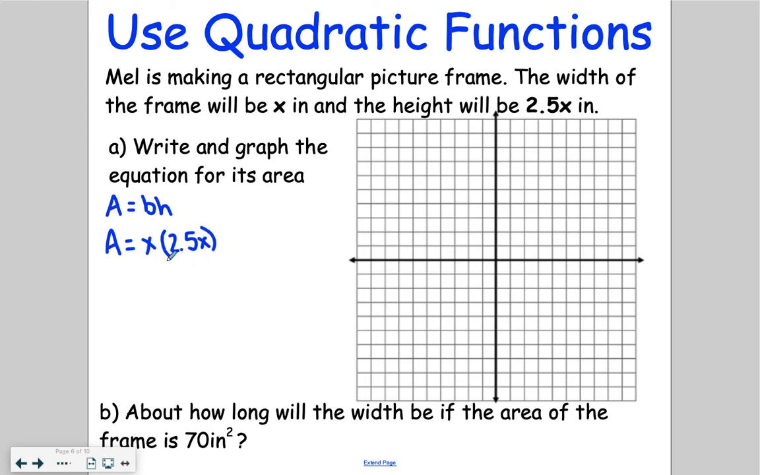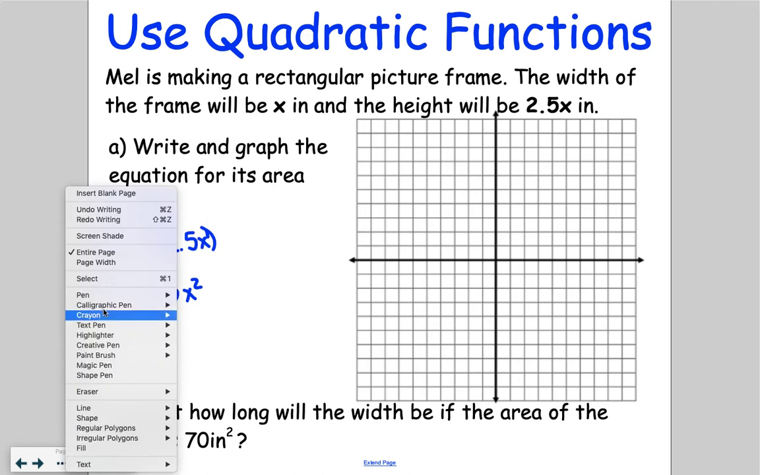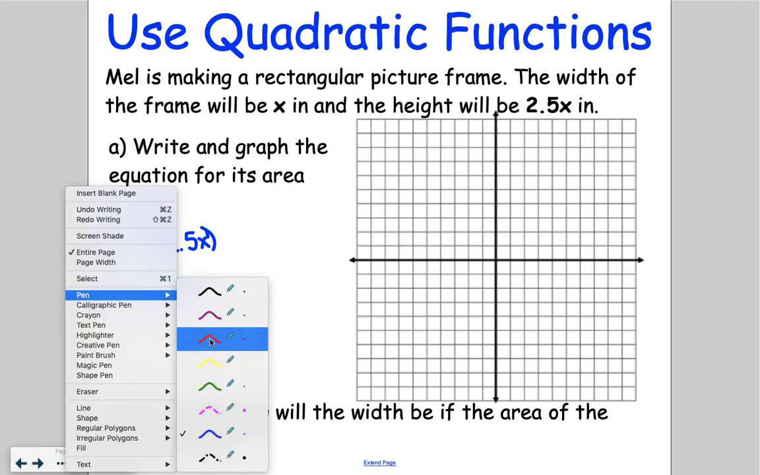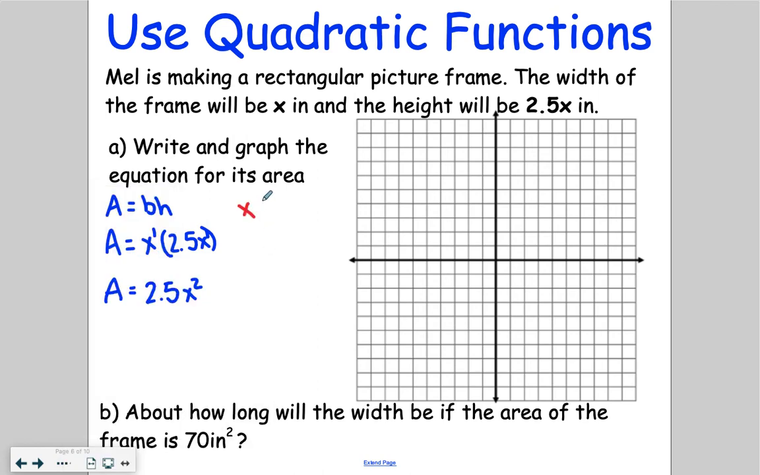We learned earlier in the chapter that when we multiply, we need to add our exponents. So I've got 1x and 1x. So that's going to give me area is equal to 2.5x squared. So that's the equation that you're going to be using. Then you're going to need to go ahead and make your table. So we've got our x values and our y values.